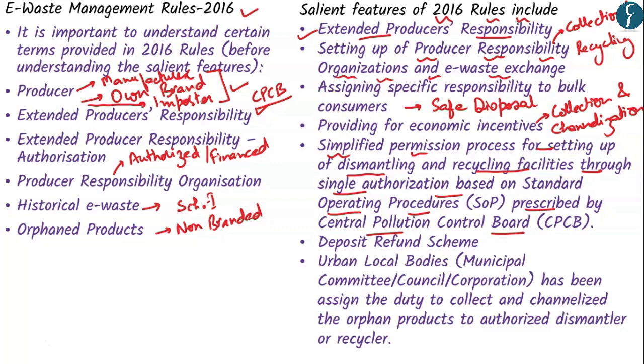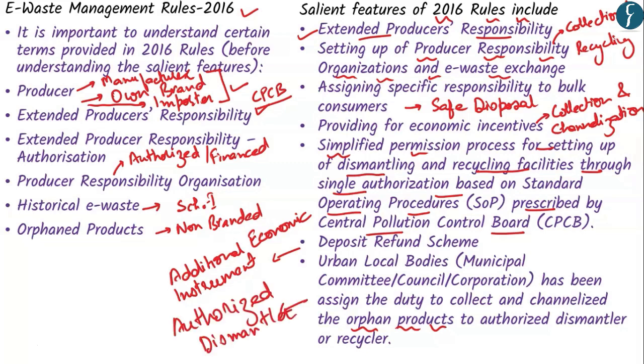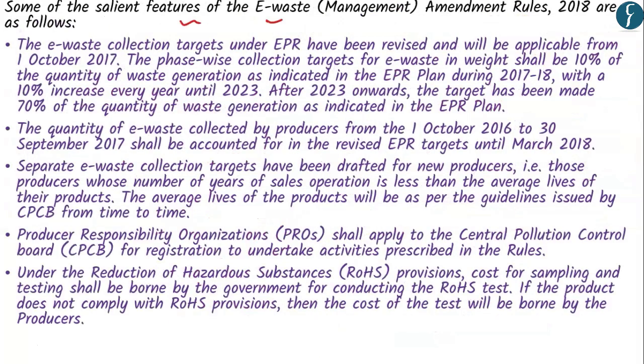State governments have been entrusted the responsibility for earmarking industrial space. Deposit refund scheme has been introduced as an additional economic instrument wherein the producer charges an additional amount as a deposit at the time of sale of the electrical and electronic equipment and returns it to the consumer along with interest when the end of life electrical and electronic equipment is returned. Urban local bodies has been assigned the duty to collect and channelize the orphan products to authorized dismantler or recycler. Some of the salient features of the e-waste management amendment rules of 2018 are as follows.